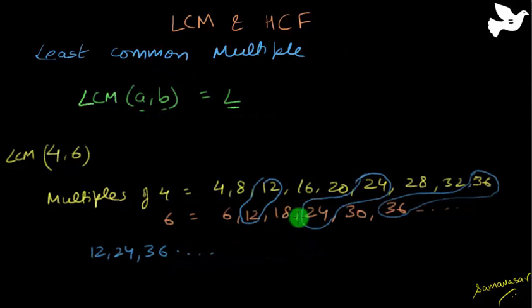There are infinite such numbers which are common multiples of 4 and 6, which means all these numbers are multiples of 4 as well as multiples of 6. But LCM means it's the least common multiple. So which is the least number of these? It is 12. So 12 is my least common multiple. Basically, this is what we mean by the term LCM.